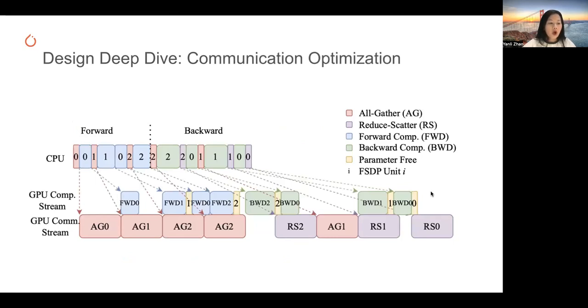FSDP also incorporates a range of native communication optimizations. Communication and computation are overlapped by leveraging multiple device streams and asynchronous operations on the device. Backward prefetching and forward prefetching are designed to further improve communication and computation overlapping. The prefetching is based on the recorded execution order.